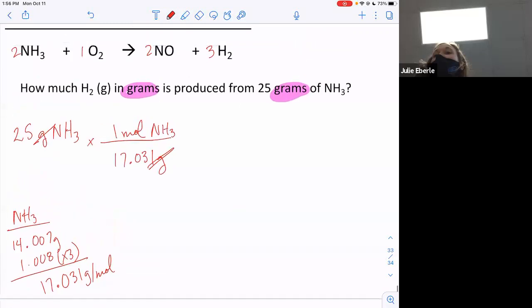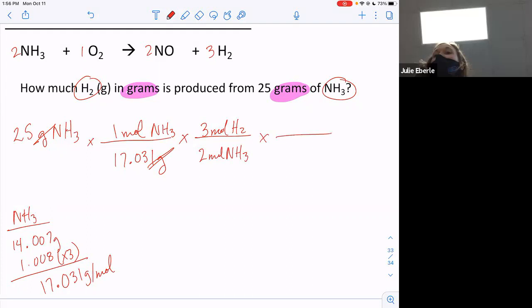Now what do I do? Okay, what is our mole ratio? We're going from NH3 to hydrogen. Okay, 2 mole NH3 on the bottom. Ariel said put 3 mole H2 on top. Okay, so that's my second step. Last step.